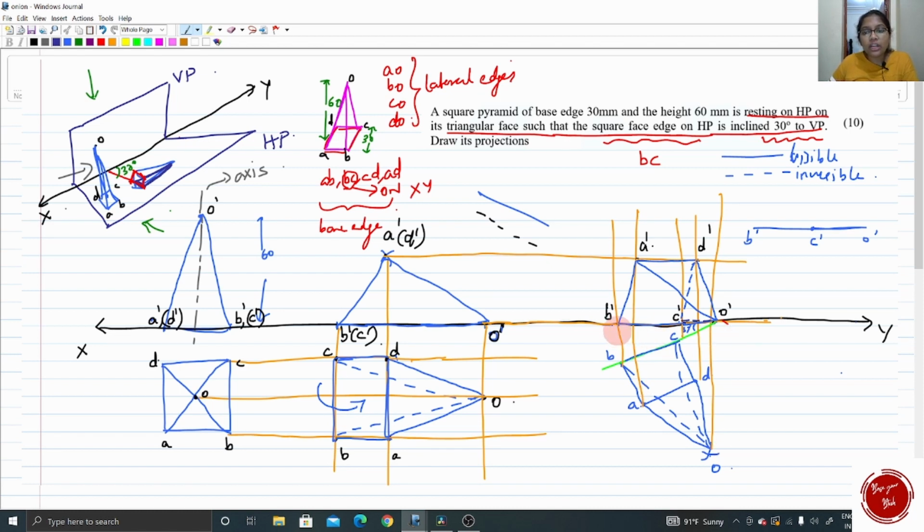And also there is one more connection, BC. See, actually three lines are there, B dash O dash, C dash O dash and B dash C dash. We got finalized with B dash O dash and C dash O dash. Next step is to check whether B dash C dash is correct or not. For that, check the BC in the top view. BC is nearer to XY, so we should have dashed lines connecting B dash to C dash. Okay. So this is the final position of the square pyramid.